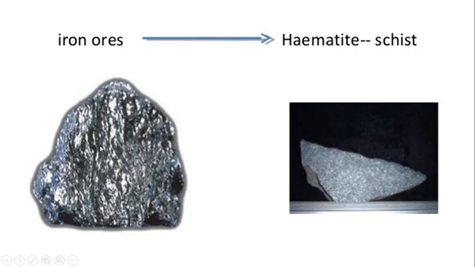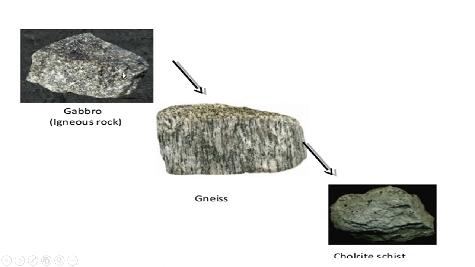Another example is the iron ores. Iron ores will be metamorphosed and converted into hematite. Okay? We have the gabbro, which is an igneous rock, will be converted into a metamorphic rock, which is a gneiss, which is a metamorphic rock, and will be converted into kyanite schist.